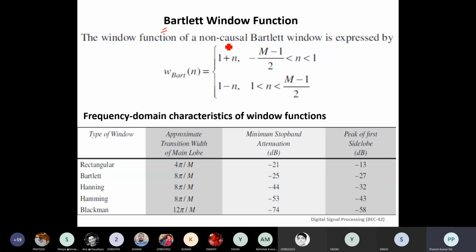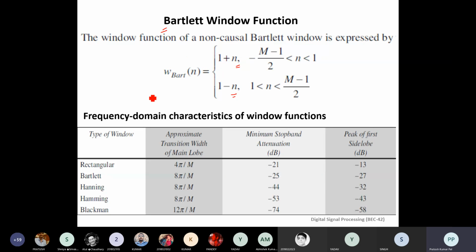Suppose in the non-causal case, if we are considering it separately, it will come out to be 1 plus n and 1 minus n. 1 plus n is there when n is ranging from minus m minus 1 by 2 to 1. If n is ranging between 1 to m minus 1 by 2, then it will be 1 minus n. So this is how the different window functions are defined.